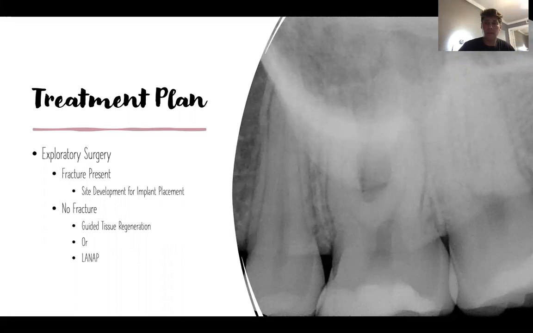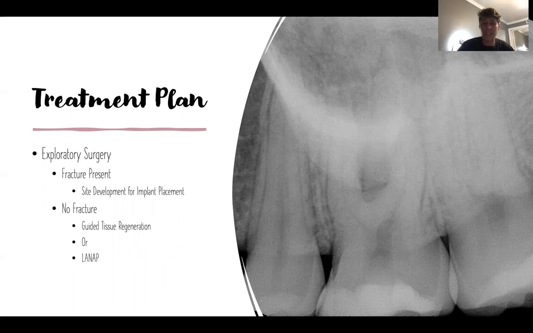Treatment plan. What are we going to do? Are we just going to take out this tooth and extract it and do site development for implant placement in the future? Immediate implant placement based on the furcation and the bone loss? Where is our sinus floor proximity? Is there periapical pathology? A lot of factors to consider. So we need to see.